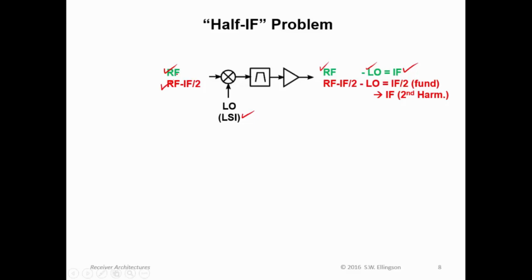However, what happens if we apply a signal, or a signal exists, at a frequency of (RF minus IF) divided by 2? Well, in that case, we see that the output goes to IF divided by 2. Now, if there are no other impairments, that's fine. That will not cause a problem. However, if we have a limited second order linearity, then we will get a second harmonic associated with that signal, and the second harmonic ends up at the IF frequency. So the half IF problem is that there are signals at this frequency which, because of the limited linearity of these stages, result in a signal overlapping the desired signal.